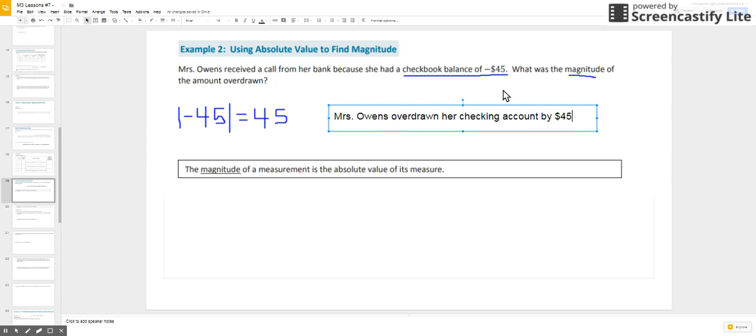All right, so that's just going over the magnitude. As you can see, it's the same thing as the absolute value. A magnitude is just more of a situational word. You're not going to see absolute value really out there. You're going to see the word magnitude being used, and it means the same thing as absolute value.